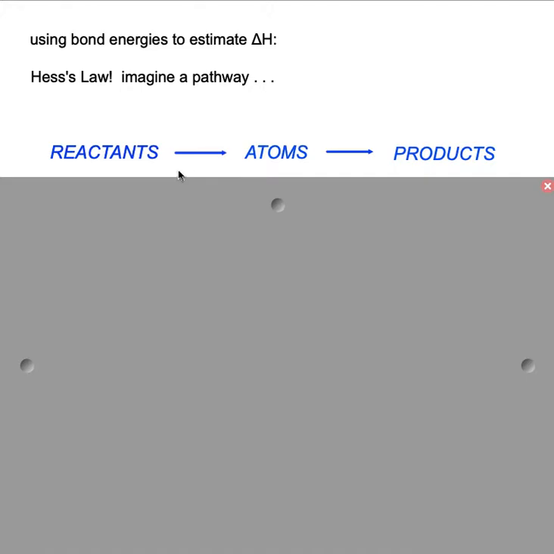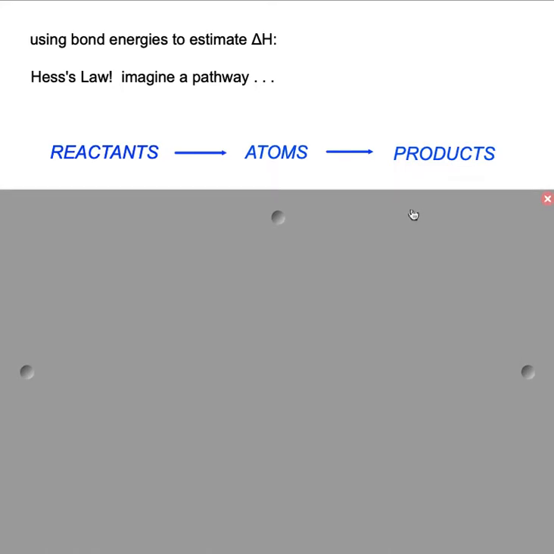The energy required for that process is the sum of the bond energies of all the reactants. In our second step, then, we take those free atoms and allow them to come together and form every covalent bond in every molecule of the products. The energy change for that process is the negative of the sum of the bond energies of the products, because formation of the products from the atoms is an exothermic process, so we take the negative of the bond energy.